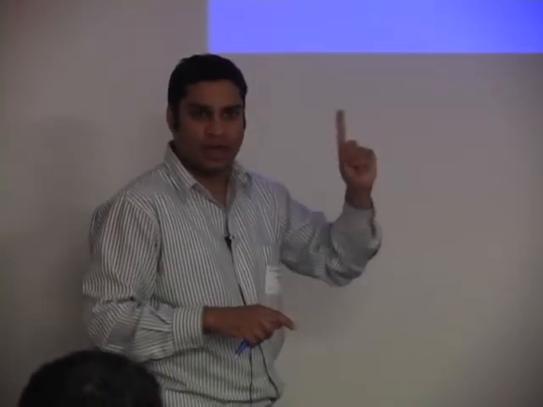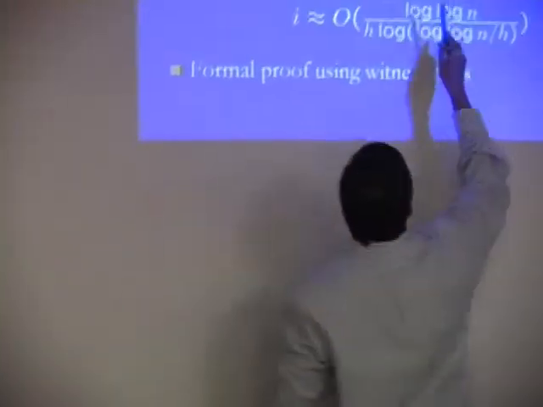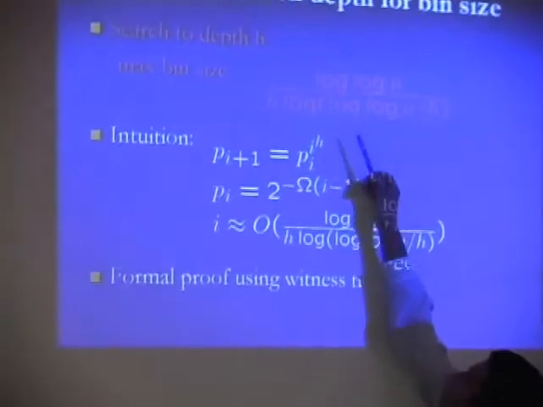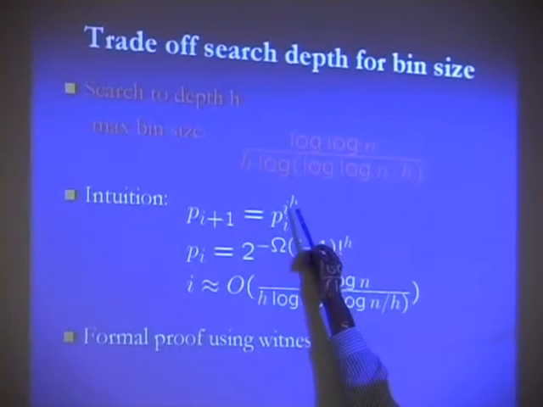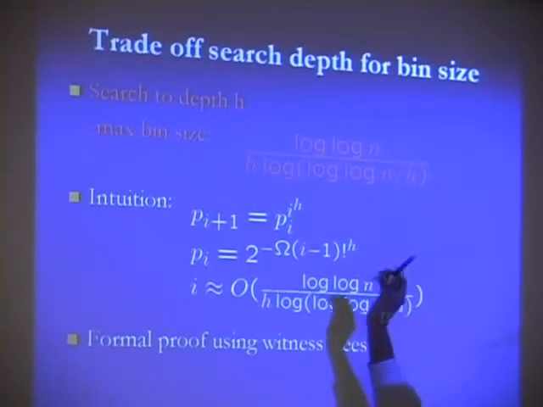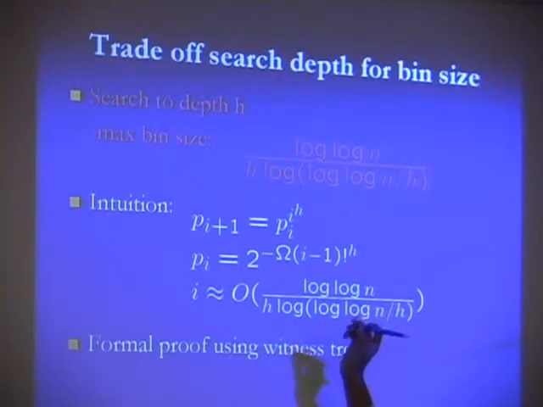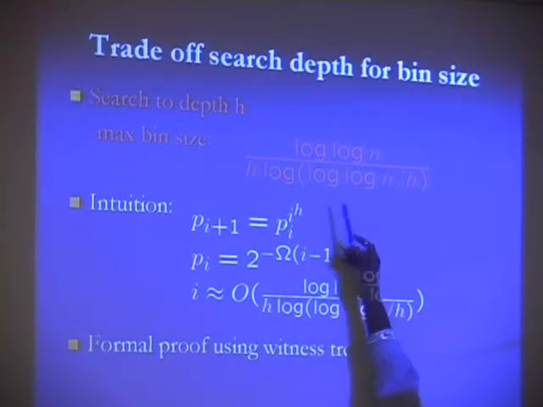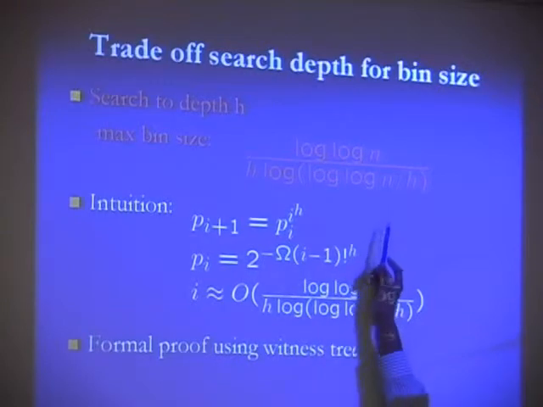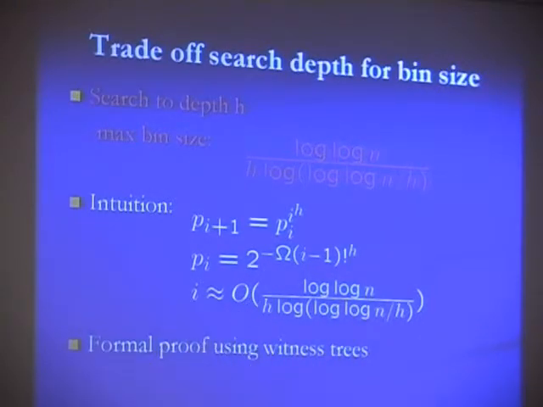So if you're performing a search up to a depth of h, then the maximum load is given by this. It's about log n over h and log n over h. So even if h is 1, this is about log n divided by triple log n, which is asymptotically better than just picking 2 bins and putting it in the smaller of the 2.